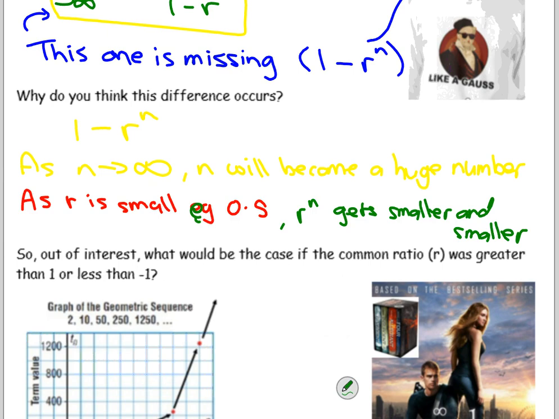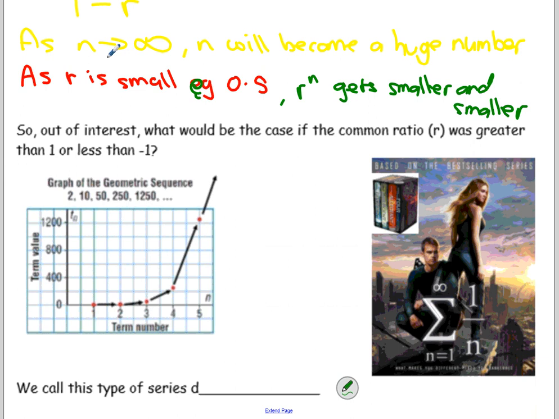So just out of interest, convergent series are what you need to know about, but what would be the case if the common ratio r was greater than 1 or less than negative 1? We talked about that before. The sum would just get bigger and bigger. By the way, this graph doesn't have the sum, it's just got the term number. But if you added these terms together, the sum's just going to get bigger and bigger, and the graph's going to look more like that, as opposed to like that.